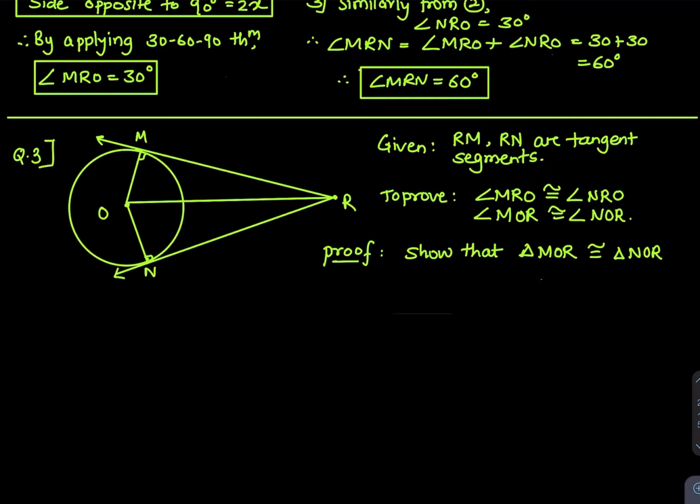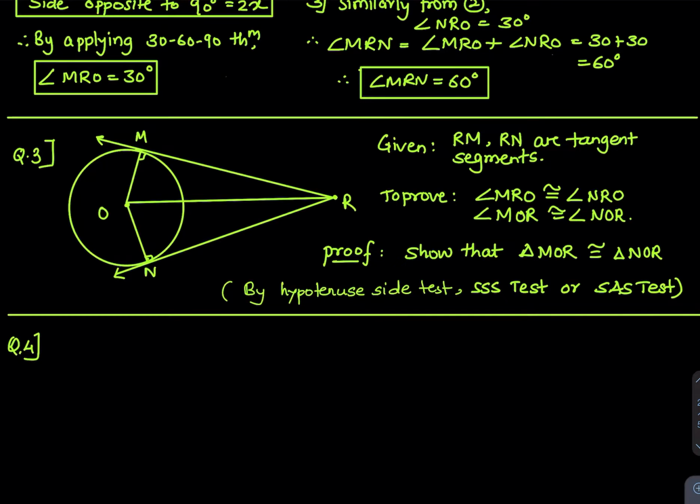MOR is congruent to angle NOR. So I hope you know how to solve this. To show that these two triangles are congruent, you can solve this by taking various options. Either you can solve it by hypotenuse side test as we did in tangent segment theorem, or also you can use SSS test, or also there is one option SAS. So you can solve this problem on your own. So I will not give this proof. You can use hypotenuse side test, SSS test, or SAS test.